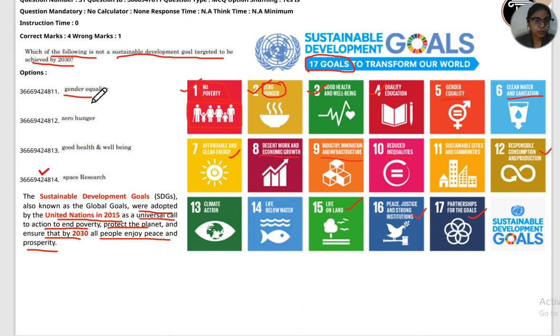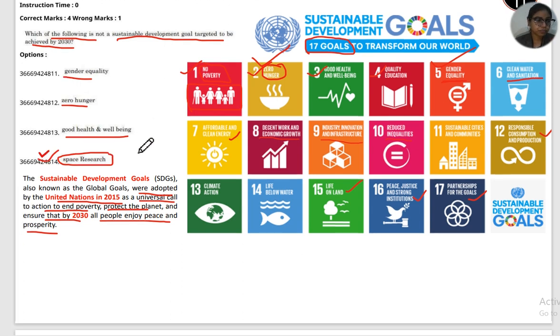So we have gender equality in goal number 5. Zero hunger we have in goal number 2. Good health and well-being is also a goal of our sustainable development goals. The next option we have is space research. Space research does not lie under the 17 goals of sustainable development goals. So the odd one out will be space research.